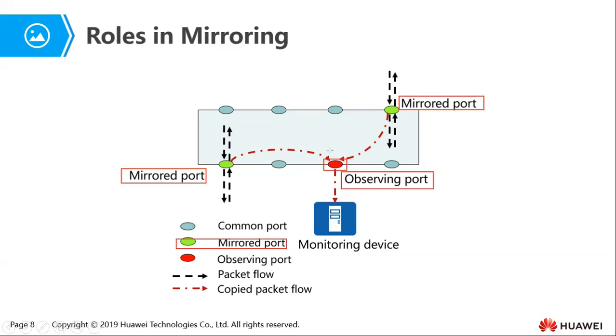So these dotted red arrows show that all the traffic that is coming in and going out of these two ports is actually being copied to this observing port. And now from your device, you can see those particular packets. So your device there is referred to as the monitoring device.